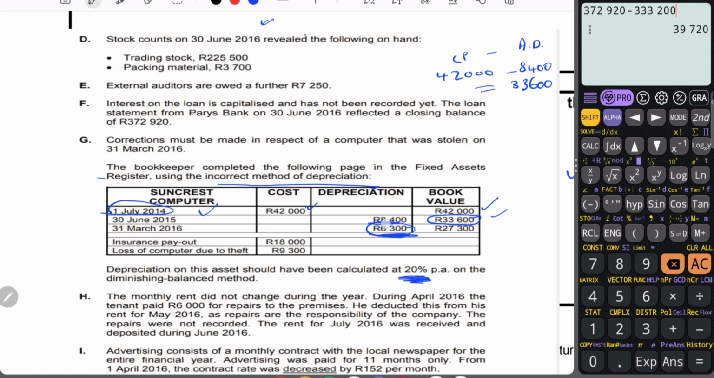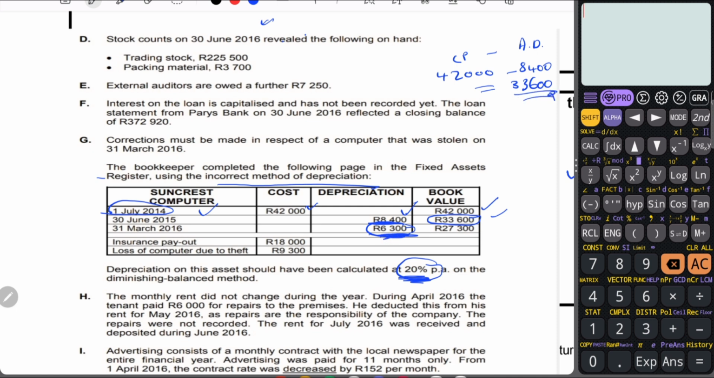We can prove this one guys. Is it correct? Because they said the depreciation is 20%. We can prove whether this one is correct or wrong. How do you prove that one? It is 42,000 multiplied by 0.20. So this one is correct guys. But now can we prove this one? Remember they are using the diminishing balance method, so it's going to be cost price minus the accumulated. Then we are going to get the carrying value of 33,600, which is correct.